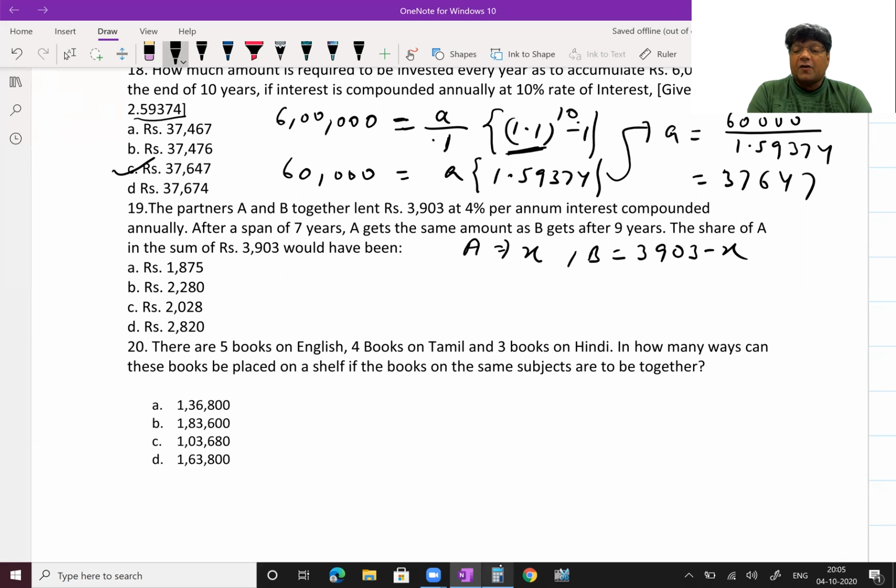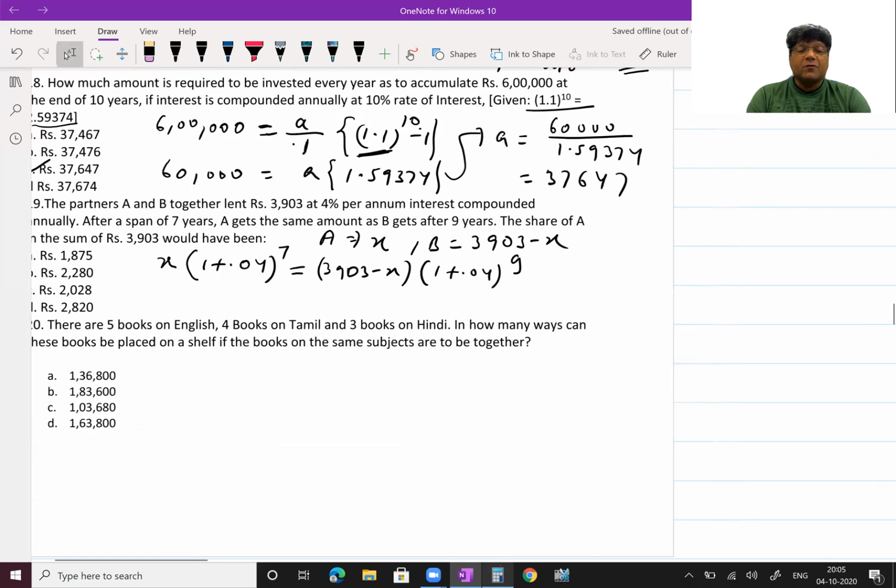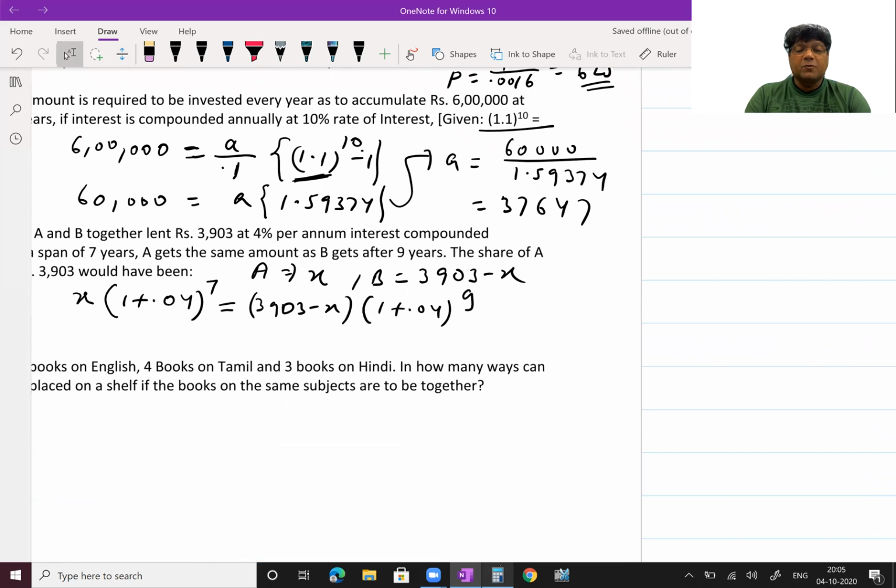What amount A will get after 7 years? Obviously, x into 1 plus I, 0.04 to the power 7. This is the amount which A will get after 7 years. But question is saying that is equal to what B will get after 9 years. How much, guys? Principal 3903 minus x into 1 plus I to the power 9. Now simply you have to solve it. Two things you can do. Either you solve it or you put in the options and check which is satisfying. But I will go for the original solve, because option hitting you people can do.